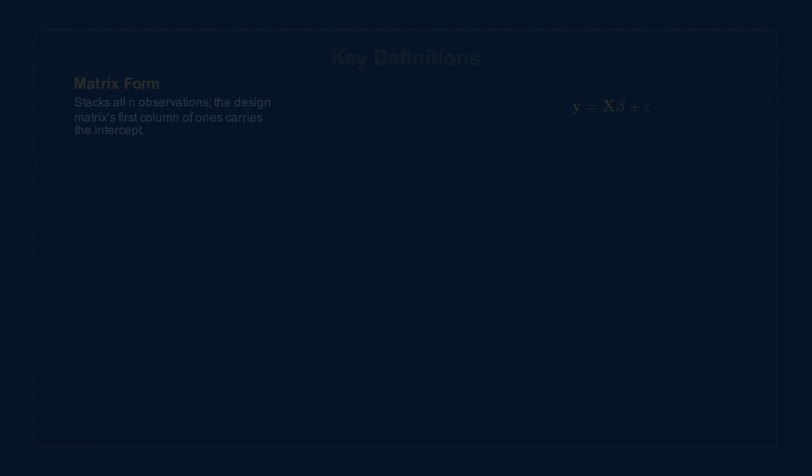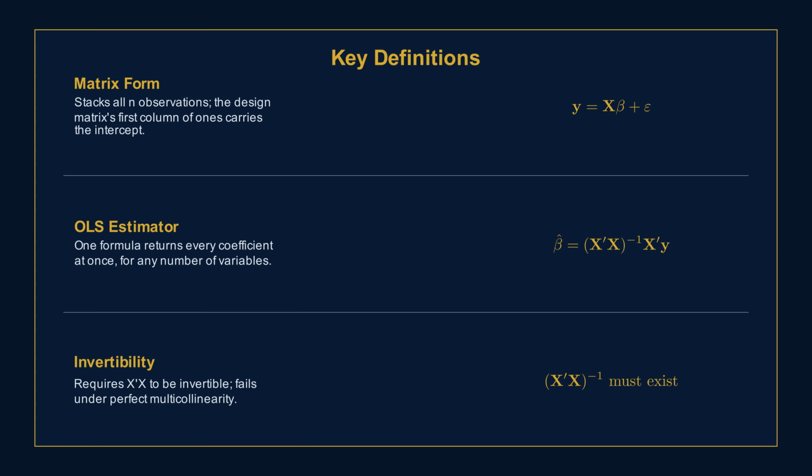So that's the matrix form of regression. We stack every observation into one equation, y equals X beta plus the errors, where that first column of 1s in the design matrix is what carries the intercept. And then a single formula, beta hat equals (X transpose X) inverse times X transpose y, hands us every single coefficient at once. The reason this is the standard way to write regressions is that the formula doesn't care how many variables or how many observations you have.